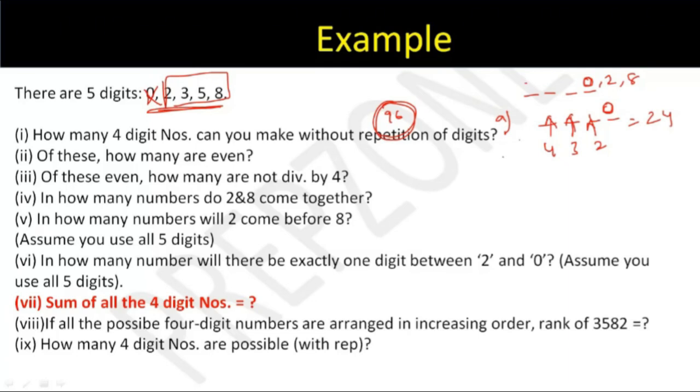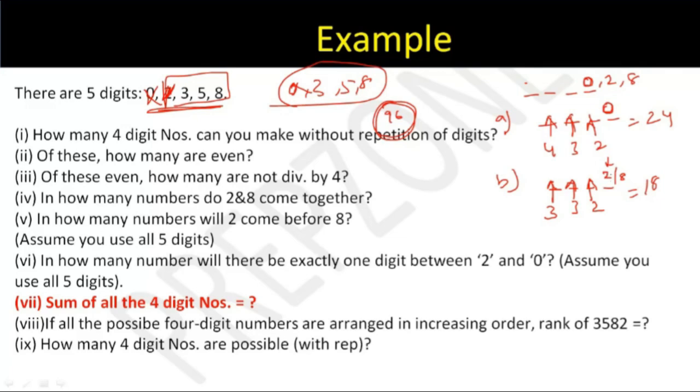Okay. Now, the second case could be that the number is not ending with 0. It is ending with either 2 or 8. Let's only talk about one case, when the number is ending with 2. If the number is ending with 2, 2 is gone, right? So you only have options 0, 3, 5, and 8. Out of this, you have 4 digits, but here only 3 digits can come because 0 can't come. If 1 has already come, the leftover is 3 and then the leftover is 2. So 3 into 3 into 2 is 18. You have 18 numbers which are ending with 2.